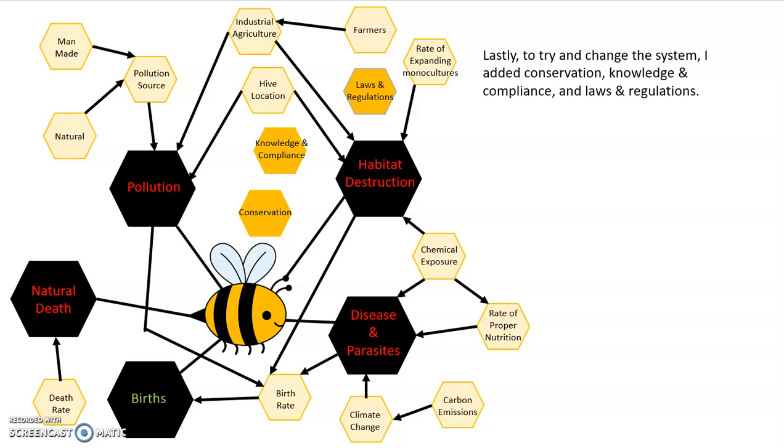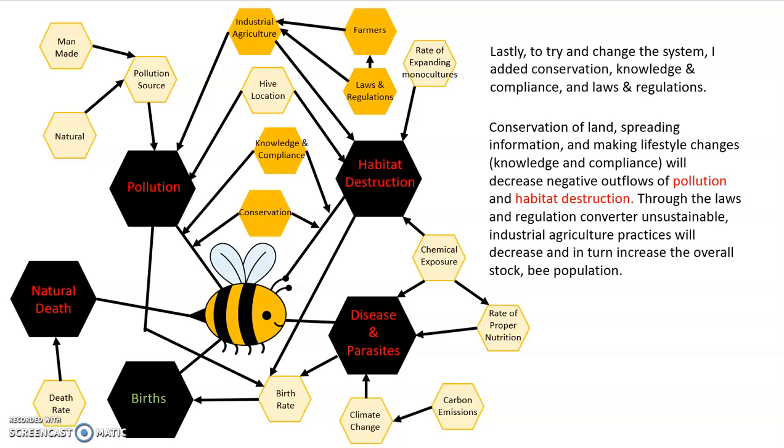And lastly, to try and change the system, I added conservation, knowledge and compliance, and laws and regulations. Conservation of land, spreading information, and making lifestyle changes through knowledge and compliance will decrease negative outflows of pollution and habitat destruction. Through the laws and regulation converter, unsustainable industrial agriculture practices will decrease and in turn increase the overall stock bee population.